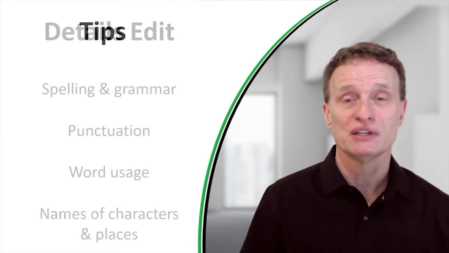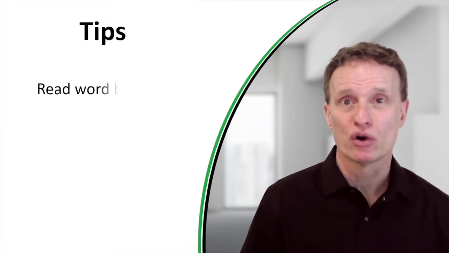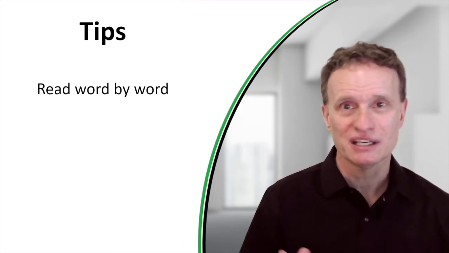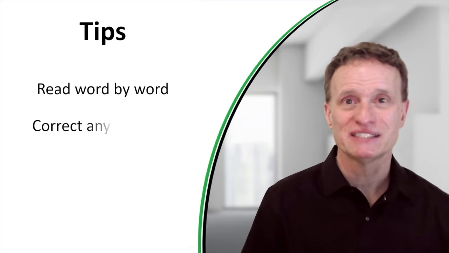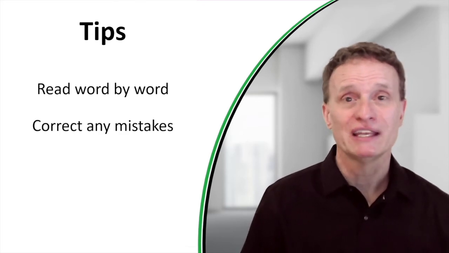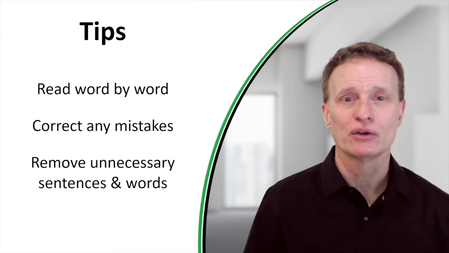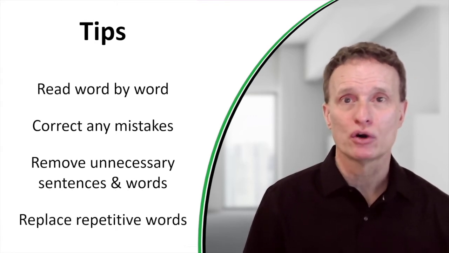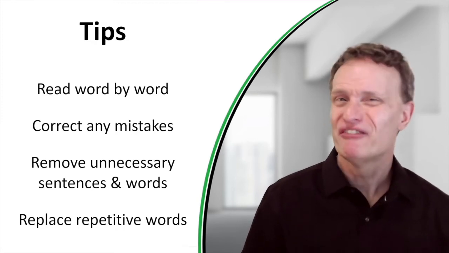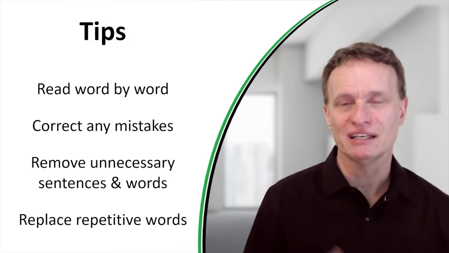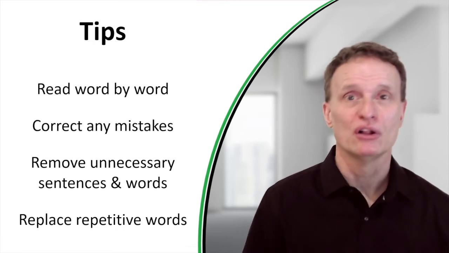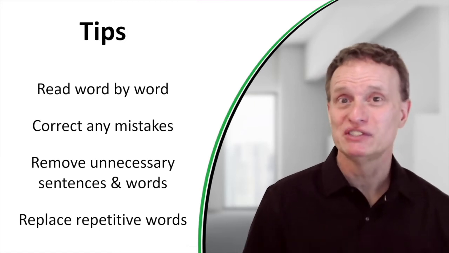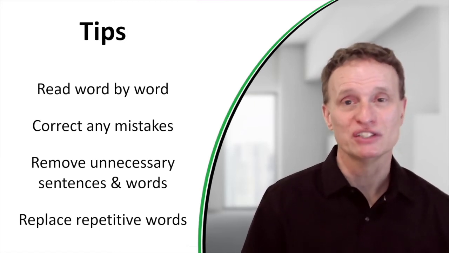So in this stage of the editing, you should take note of things like that. So tips for detail editing include things like read word for word and sentence for sentence. So you're really looking through detail, detail, detail, and then correct any mistakes as you go along. Remove any unnecessary sentences, any unnecessary words, and then replace repetitive words. So if you find that you're using a word like excellent over and over and over again, find a different way to say excellent. Say outstanding, say exceptional, say compelling. So don't repeat words over and over again.